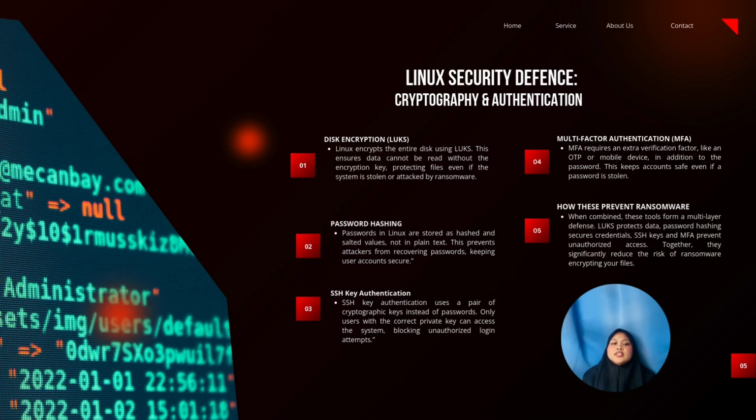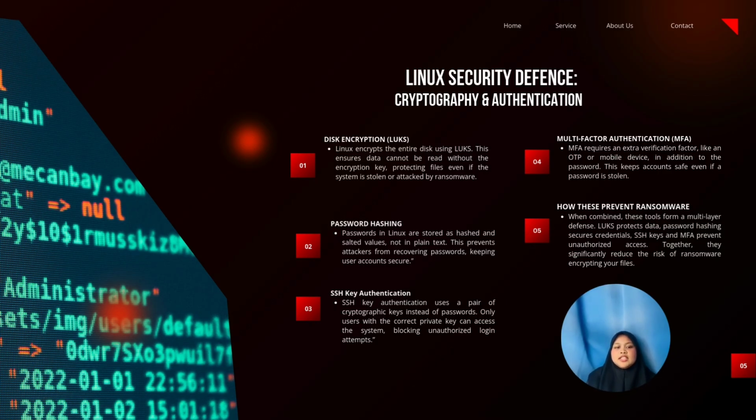Second, Linux protects user accounts through password hashing. Passwords are not stored in plain text. Instead, they are saved as hashed or salted values. This prevents attackers from easily stealing a password. Third is SSH key authentication. It provides secure remote access. Instead of a password, users log in using an encryption key pair, allowing only authorized users to access the system.